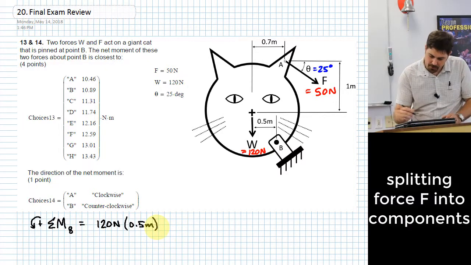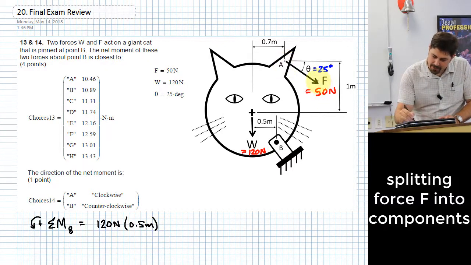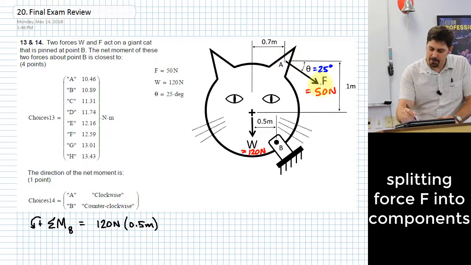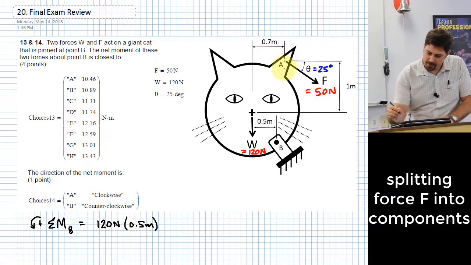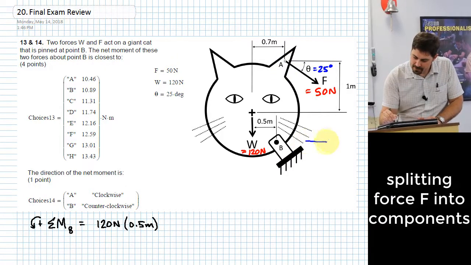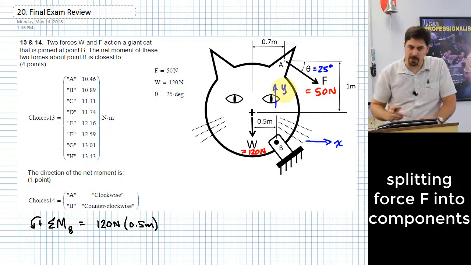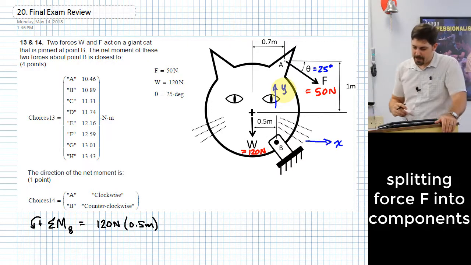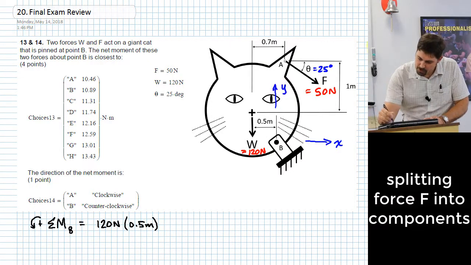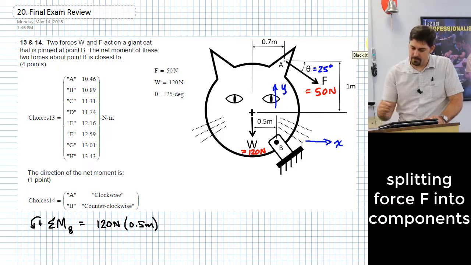At point A, we have two components of force acting: both a horizontal component as well as a vertical component. Just so that I don't have to keep saying that, let's name this X and this right here Y. So I have an X and Y component at point A. Which one do you want to deal with first?